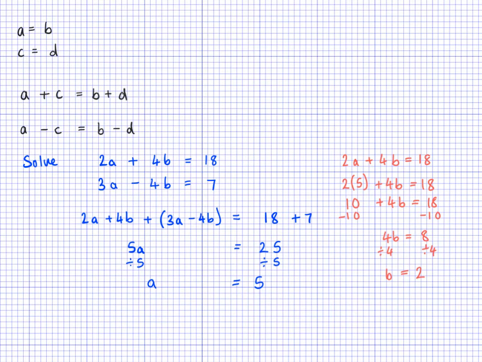So in the end, what I get is A equals 5 and B equals 2. That's true for this equation, and it's also true for this equation. Okay, so A equals 5 in both of these places, and B equals 2 in both of these places.